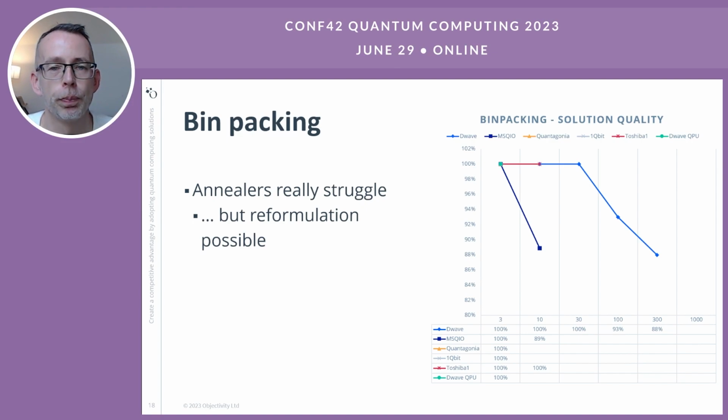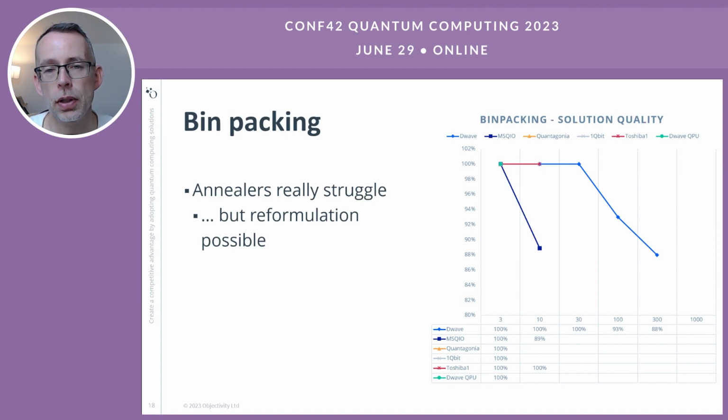Then bin packing. Bin packing is where you have a number of items with given weight. You have as many bins as you need with a given maximum weight. How do you pack the items in the bins optimally so you use a minimal number of bins? When you naively translate this problem into a binary optimization problem suitable for an annealer, you get a Hamiltonian landscape that is really, really rough for annealers.